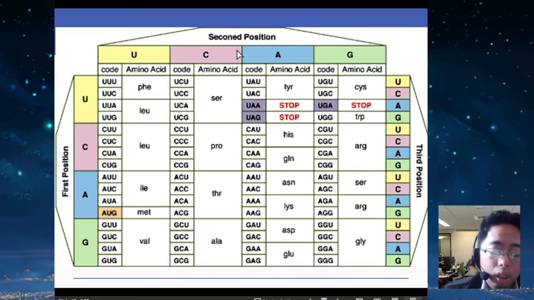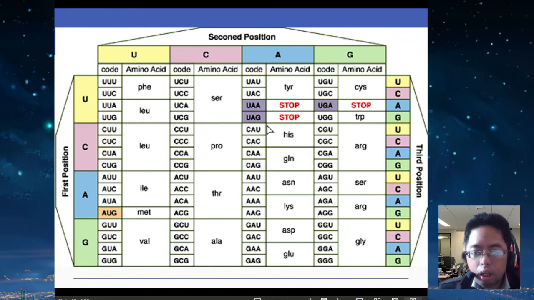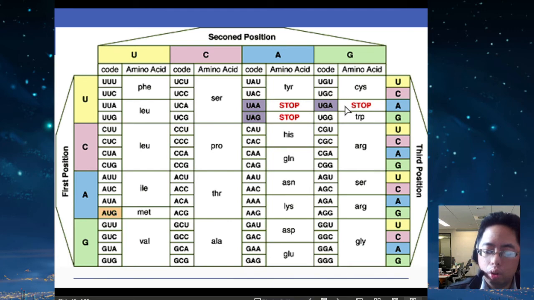As you can see, UUU creates this. UUA creates this. CUU creates leucine, just like CUC, CUA, and CUG. If it goes to UAA, UAG, or UGA, it will cause the ribosome to stop building the amino acid chain.